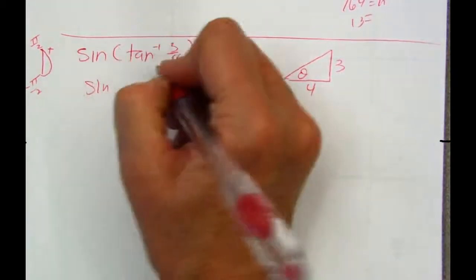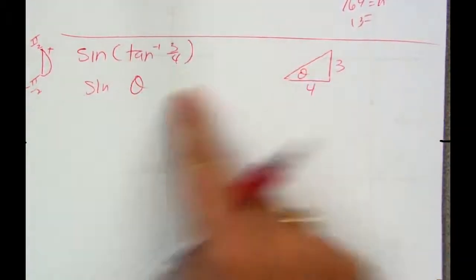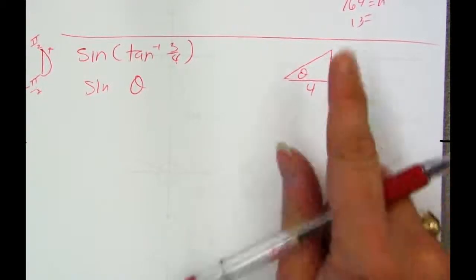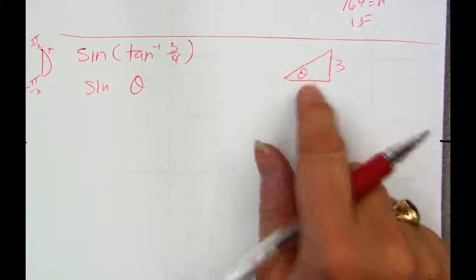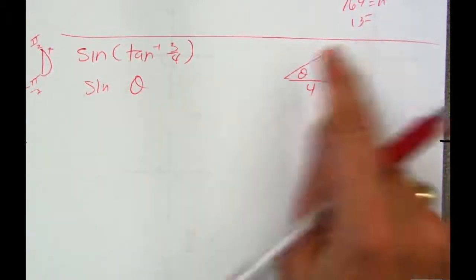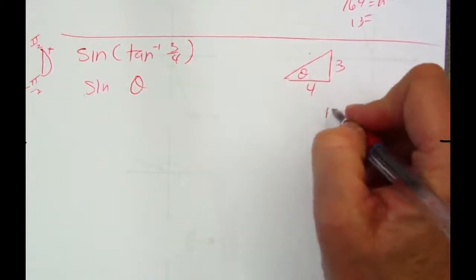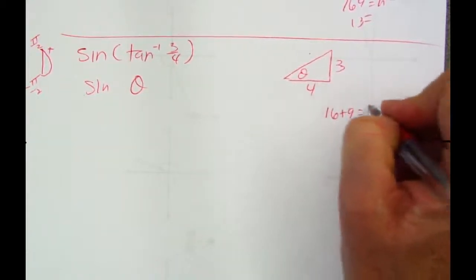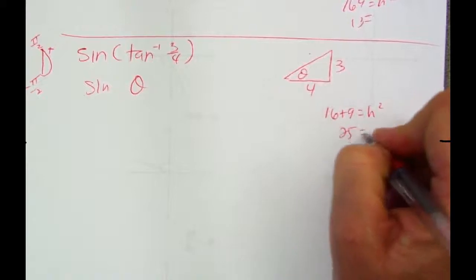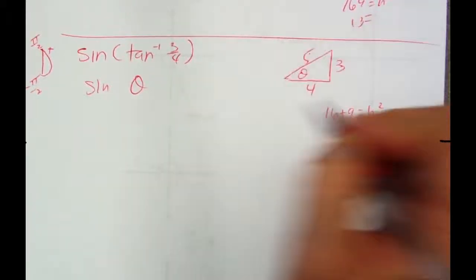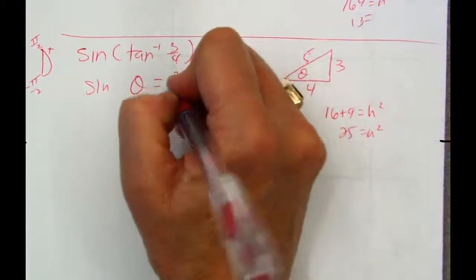So, the sine of whatever that theta is. I don't know what it is, but I know it's in quadrant 1, something less than pi over 2. Now I'm supposed to take the sine of that theta. So that's opposite over hypotenuse. 16 plus 9 is the hypotenuse squared, so that's 25, so that would be a 5. So that would be 3 over 5.